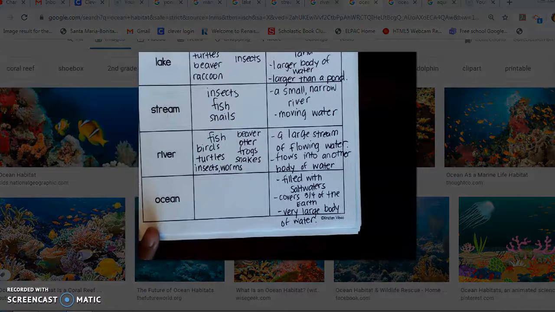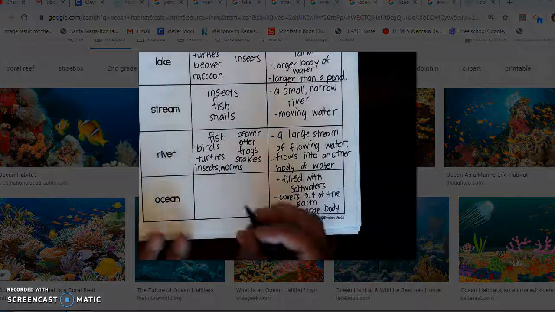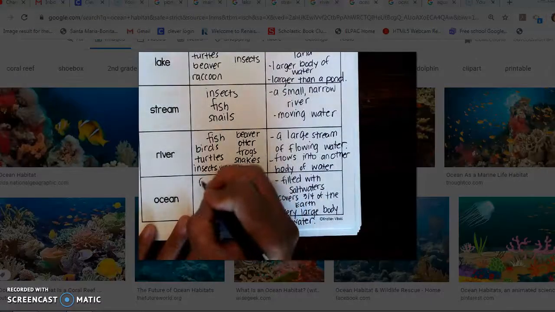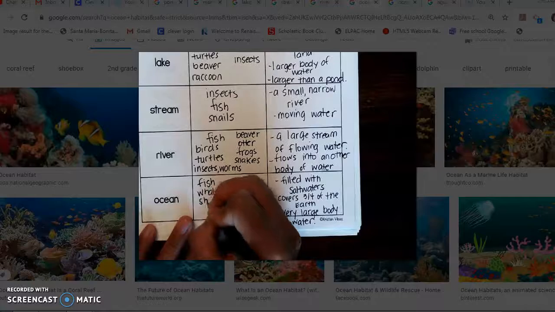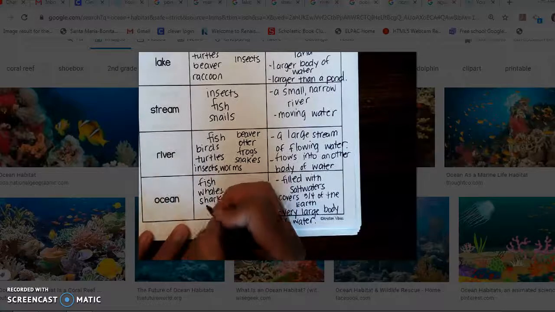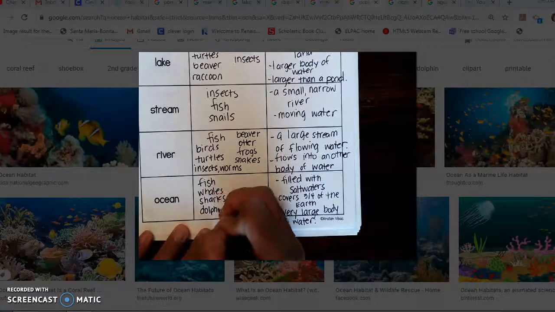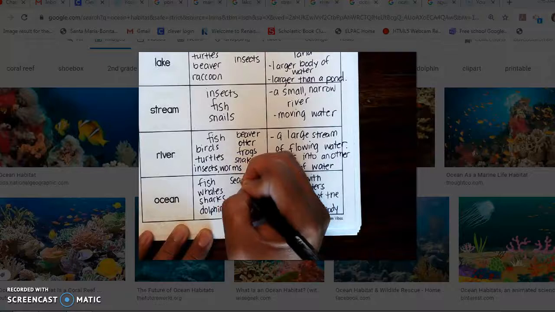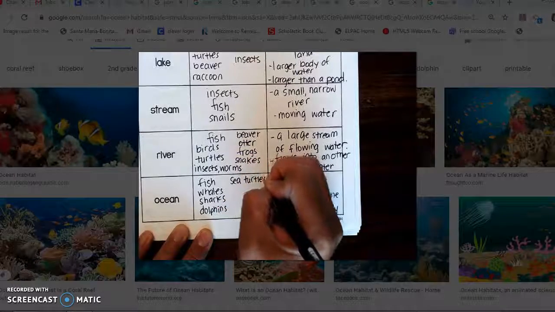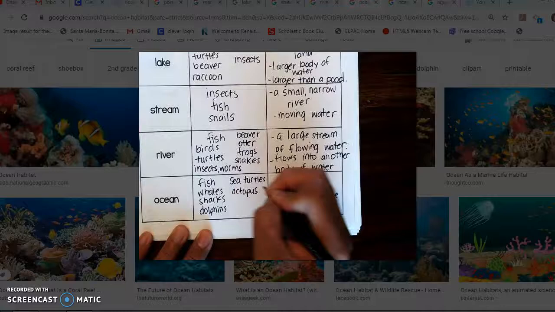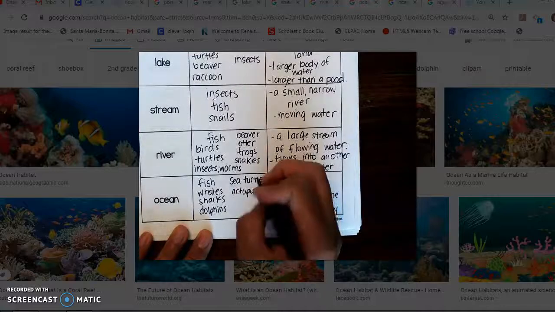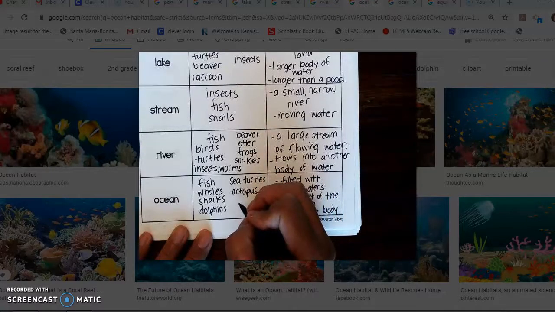So let's take a look at some of the animals we're going to see here. Of course, fish, right? Whales, sharks, dolphins, sea turtles. So not just any kind of turtle. It has to be a sea turtle because obviously it needs to live in the sea, in salt water. An octopus and crabs.